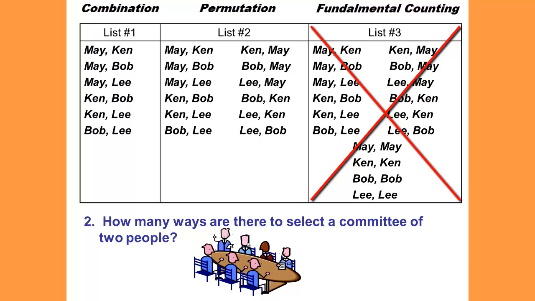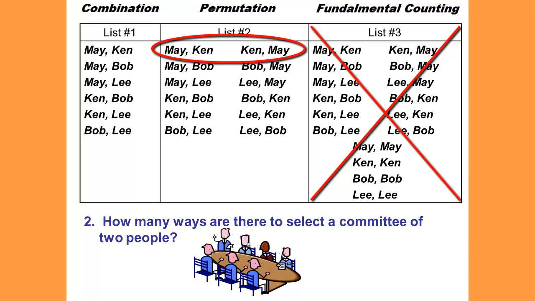Next, let's think about order. Would a committee of May and Ken be different than Ken and May, or sending these 2 people to join a committee? No, because both would still be on the committee, and there's no difference in being listed first or being told first that you're going to be on the committee and being told second that you're going to be on the committee. They're equally on this committee.